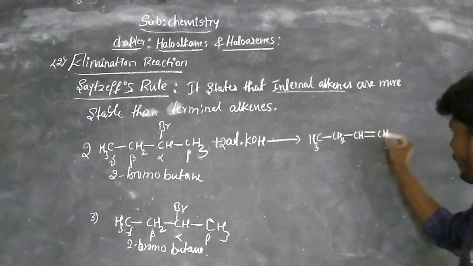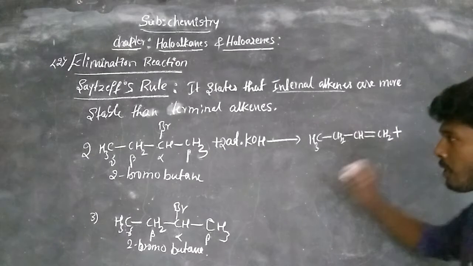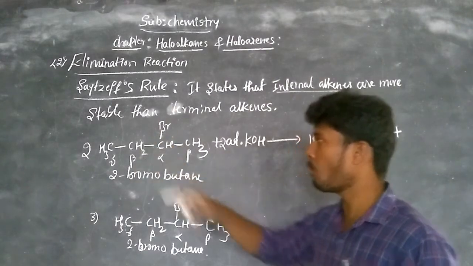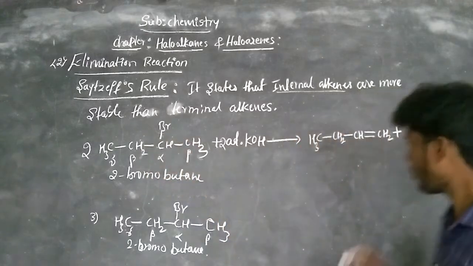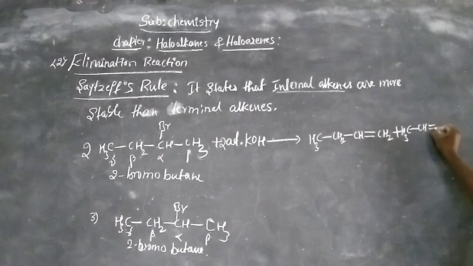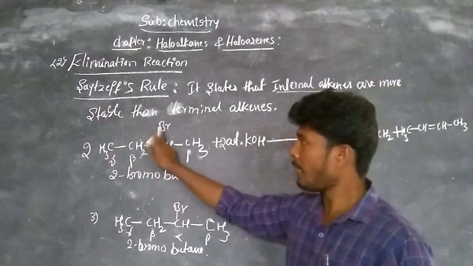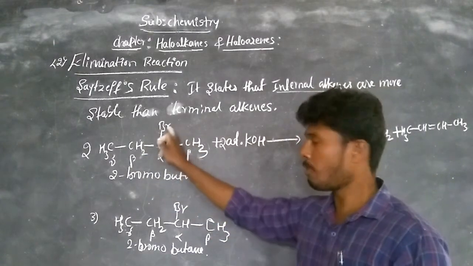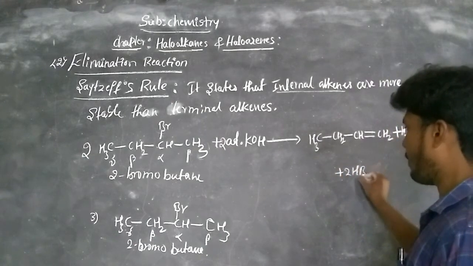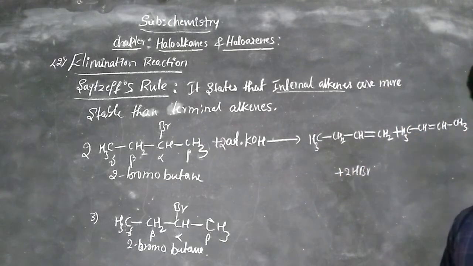Similarly, for the second compound, if hydrogen from here and bromine are eliminated, you get the double bond here. So you get CH3-CH=CH-CH3. So you get this compound. Hydrogen and Br become HBr, so 2 equivalents of HBr are eliminated.